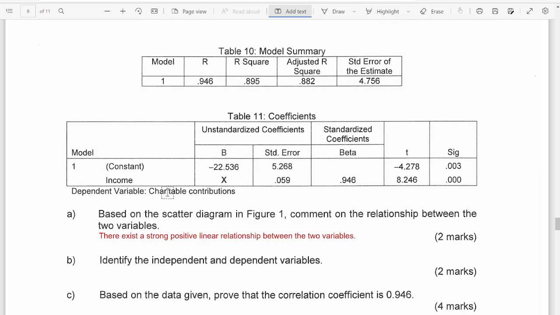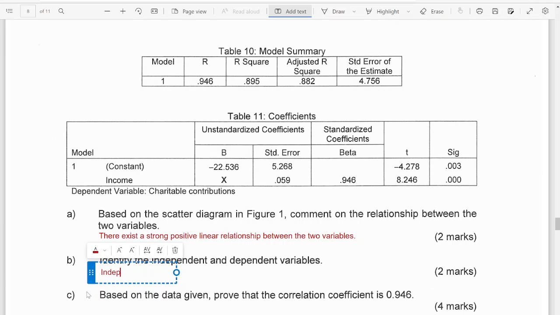So that means the one in the model will be the independent variable. If it doesn't mention the dependent variable at the bottom here, you can also identify the variable by looking at the variable in the model. The variable in the model is the independent variable, and the variable that is not in the model will be the dependent variable. In this situation it gives you both, so you can just identify the dependent variable and independent variable.